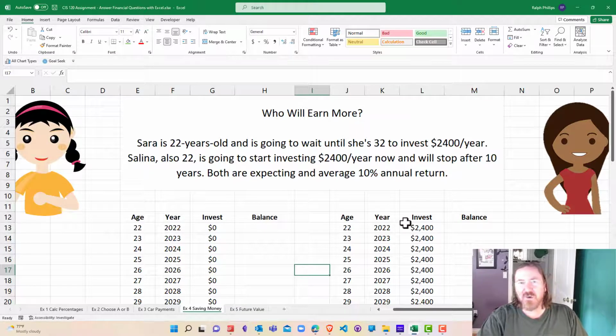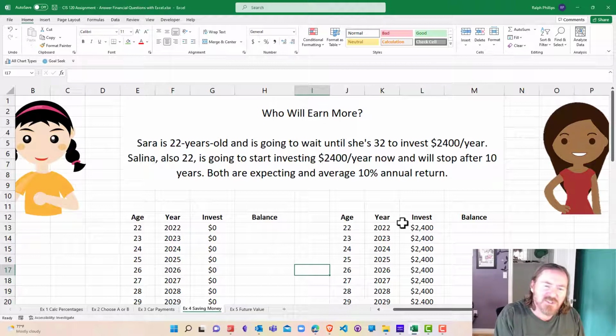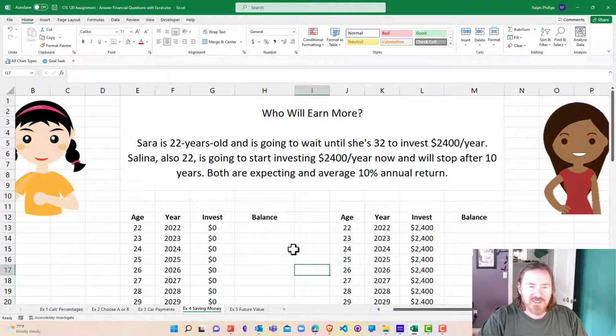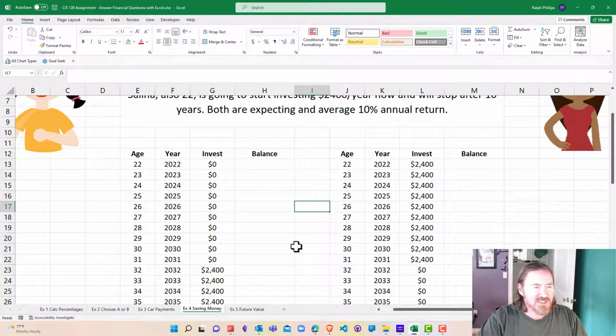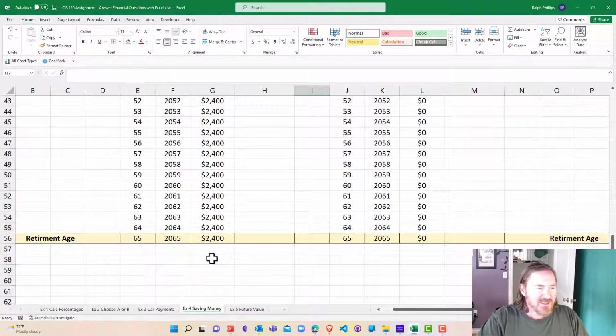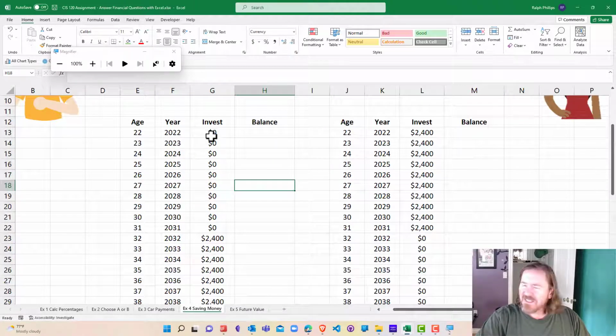So basically, it's a quick little comparison. What happens if you invest now versus if you wait and invest later? And maybe you could even guess at what the answer is. It's probably going to be the one that doesn't seem to make as much sense. Here we go. So we've got one woman who's investing. So we can kind of see the scenario here.